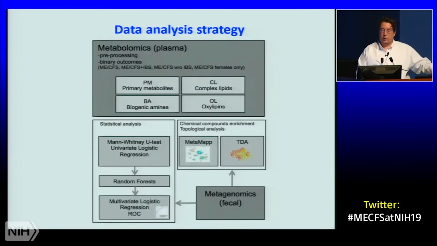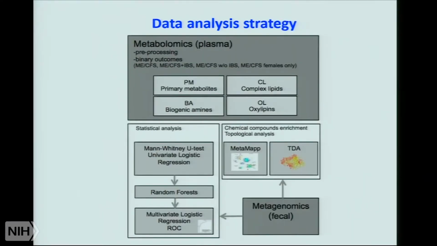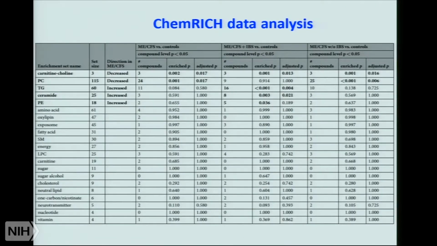So we used 3 or 4 of our assays, but we also, with Ian Lipkin at Columbia, used fecal bacteria and looked at whether there are commonalities, and whether we can integrate this for diagnosis. We then did the enrichment statistics analysis that I showed you before, where we saw that PCs were decreased, TGs were increased.